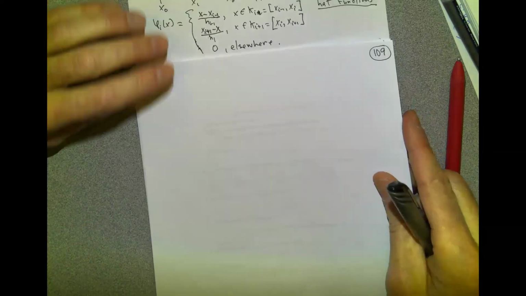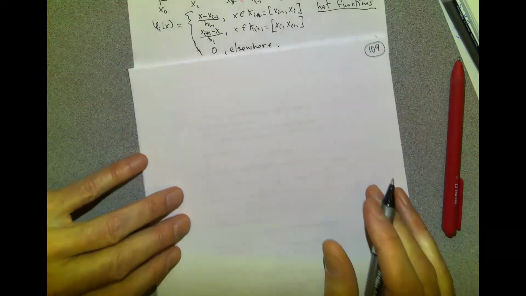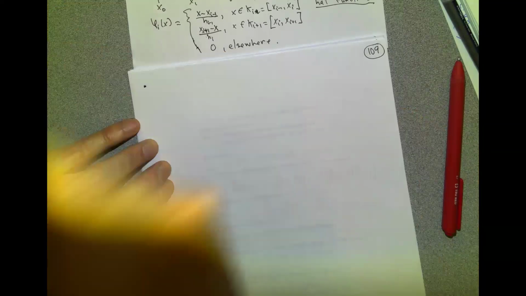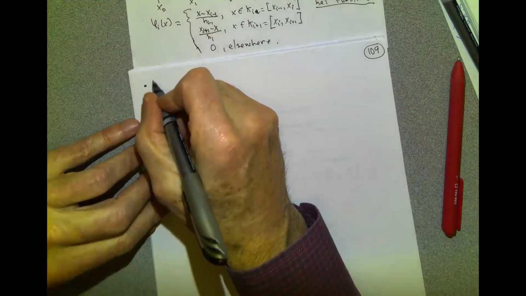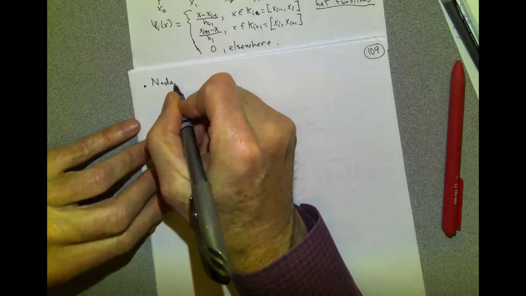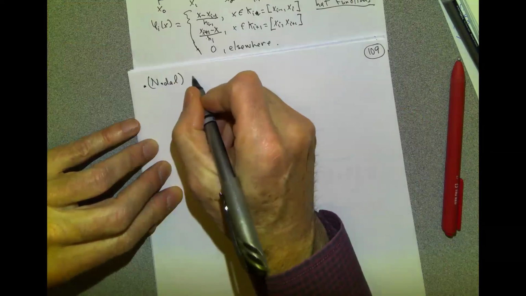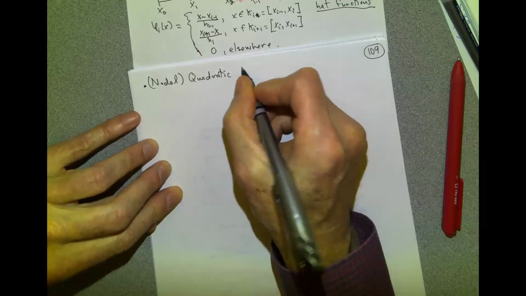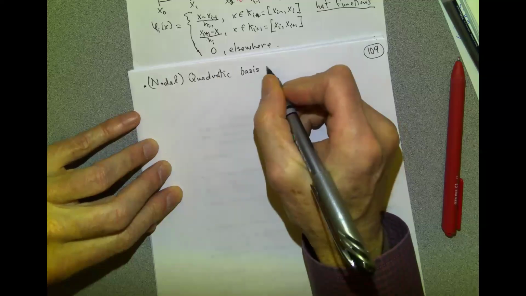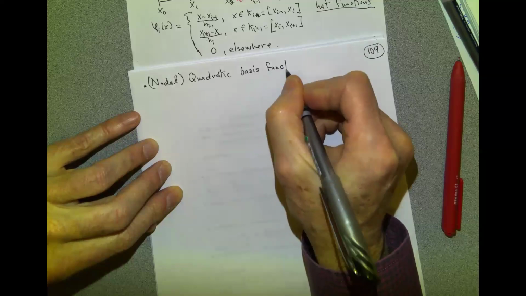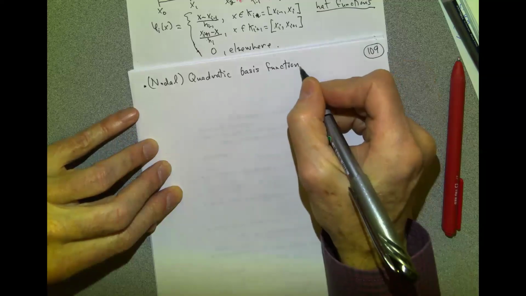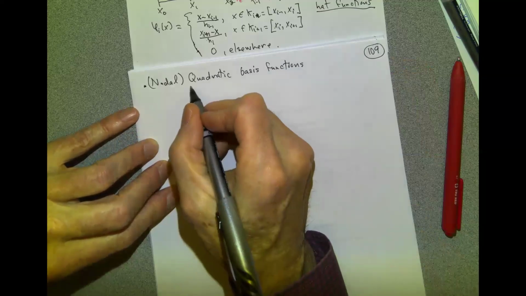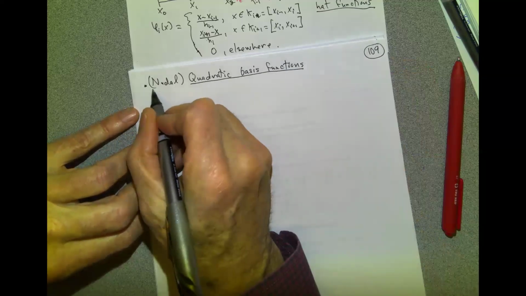Okay, now we want to do the quadratic. So the quadratic would be what? For the cubic, you will be able to figure out what the other ones are. So I want to have the nodal quadratic basis functions, which are also called the hat functions, because we want to avoid saying nodal basis function. We call them the hat functions. It's just another way to call them.